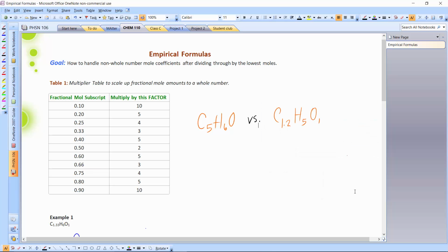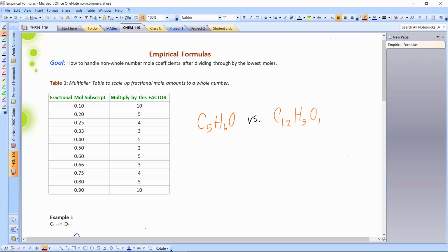Welcome to a short video showing you how to deal with non-whole number mole ratio coefficients in empirical formula analysis. Alright, so in class we've already dealt with how to determine, from grams of sample, the mole to mole ratio of elements in empirical analysis. So I'm giving you a couple of examples down here to look at.